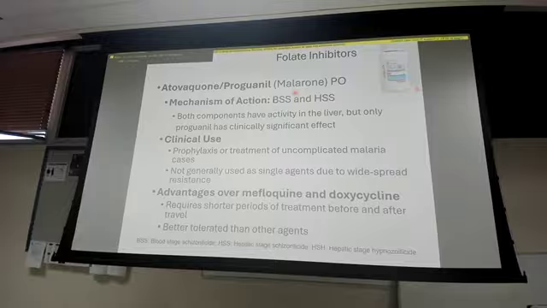Malarone adverse reactions include GI upset, mouth ulcers, insomnia, rash, and headache, and can occur with higher dosages. Please avoid in renal impairment and pregnancy, with breastfeeding considerations for the infant.